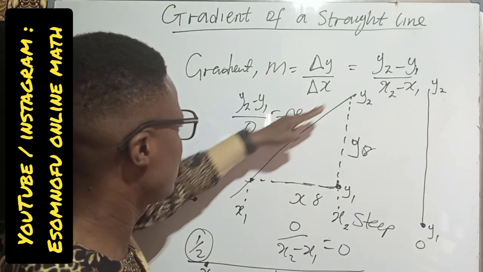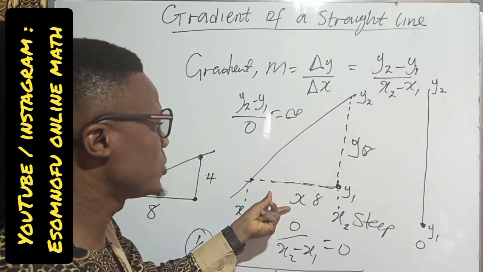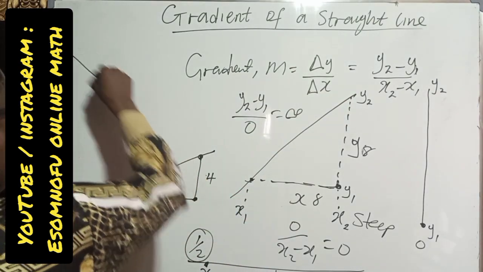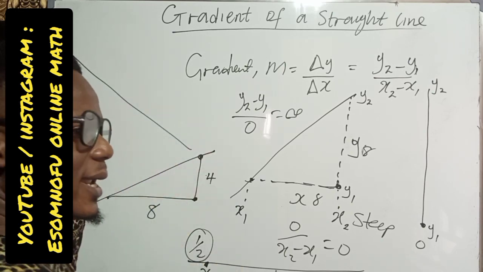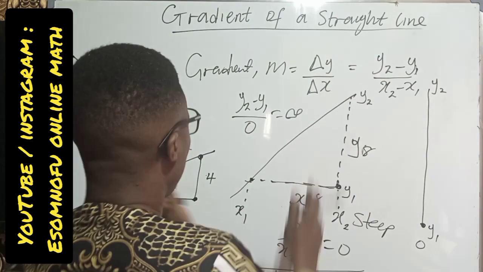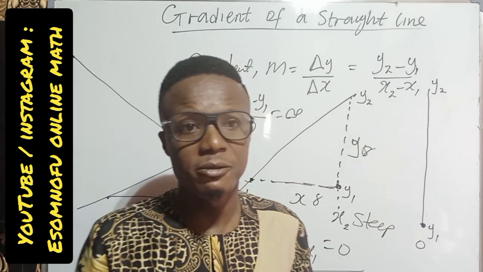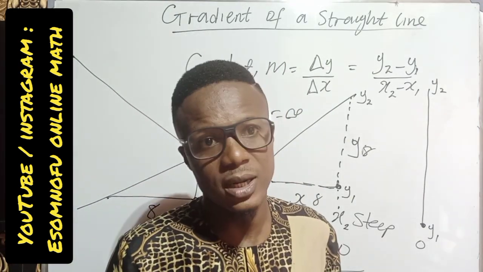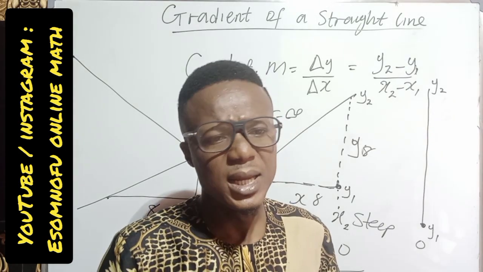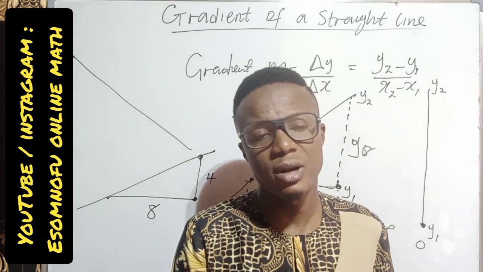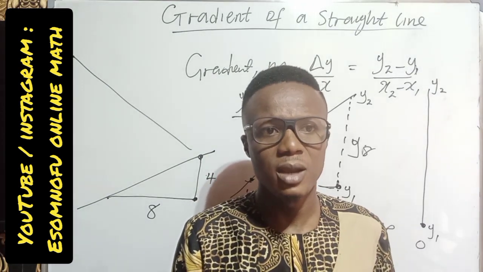If a graph is in this direction, it means it's a positive graph or a positive slope. But when the slope goes towards this way, this is a negative slope. So this is positive, while this one is a negative. These are the things you need to bear in mind before you are able to get the gradient of a straight line. There are so many ways in which the gradient of a straight line can be obtained. Okay, but we are getting to that.